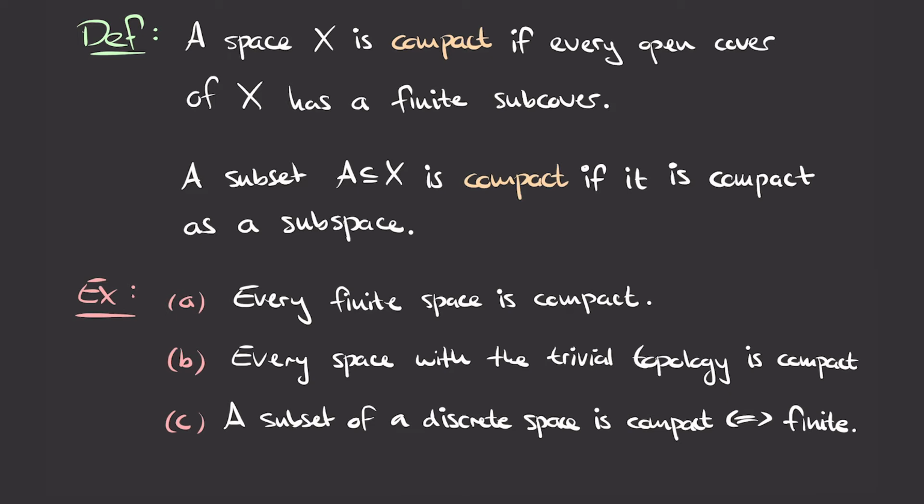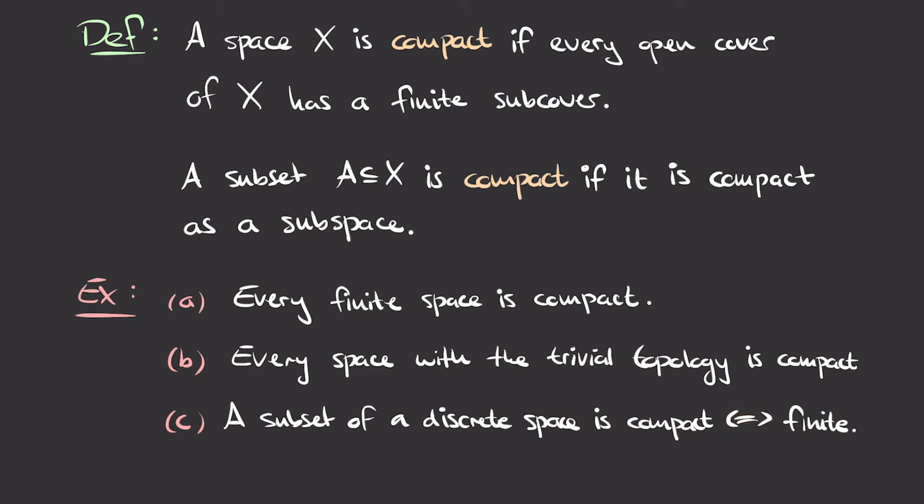Okay, so let's prove first the right to left direction. So suppose we have a finite subset of a discrete space. Well, by the example A, we know that every finite space is compact. So in particular, a finite subset of a discrete space is a finite space if we consider it with the subspace topology, and so it's compact by example A. So this shows this right to left direction.